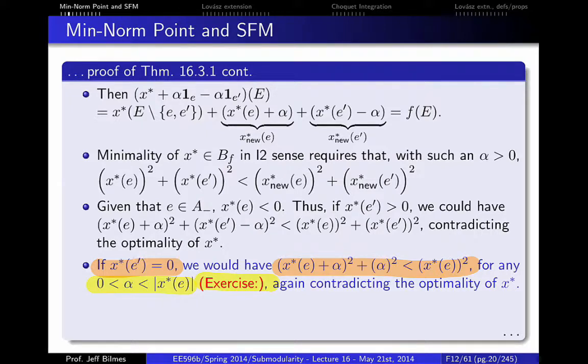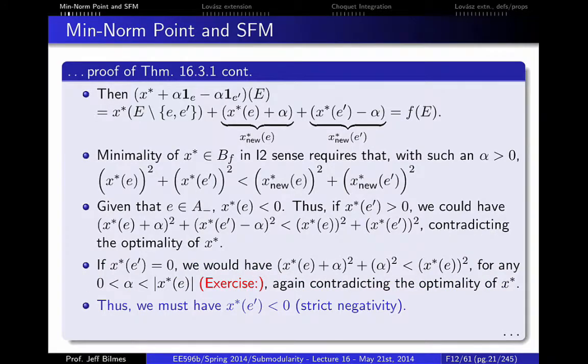This is a great way of adding problem sets. It's just some fact in the middle of a proof, which forces everybody to read the proof. So, okay, therefore, we must have that x star of e prime is strictly negative.